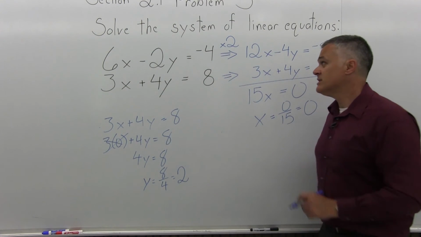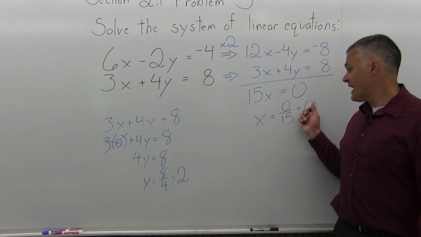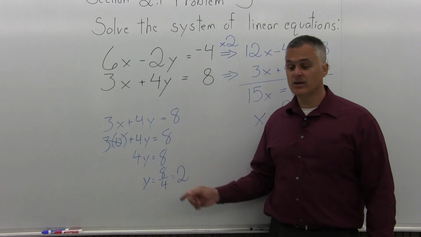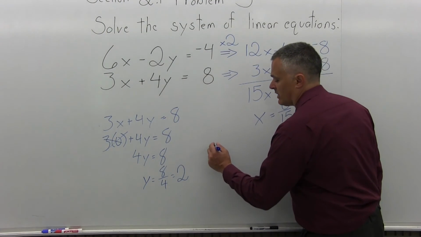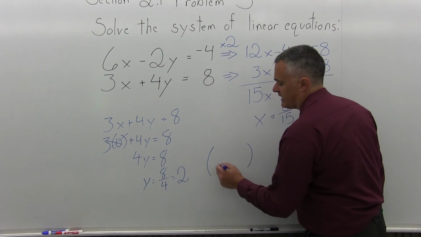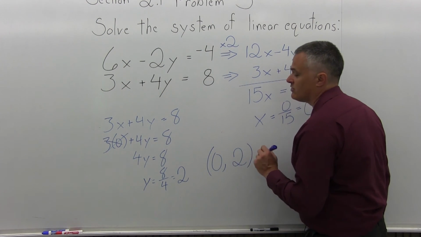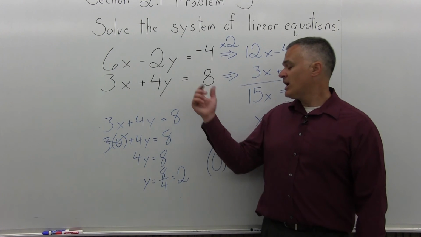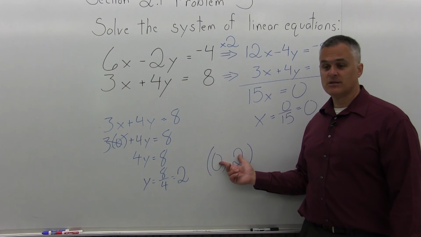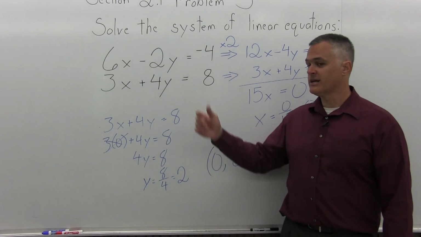So the solution to this system of linear equations is x equals 0 and y equals 2. Or if you want to see that as a point, the x value will be 0, the y value will be 2. So if you draw the graph, these two lines would intersect at the point (0, 2). This point is on both lines at the same time.